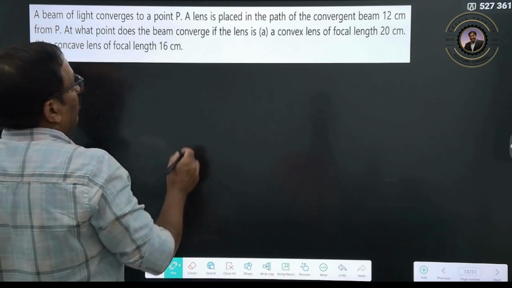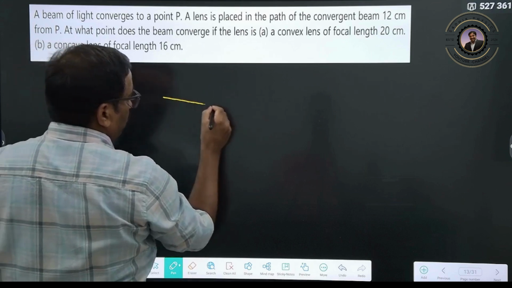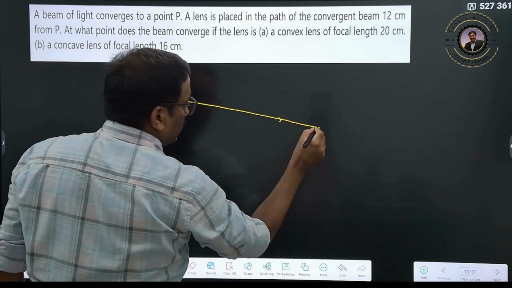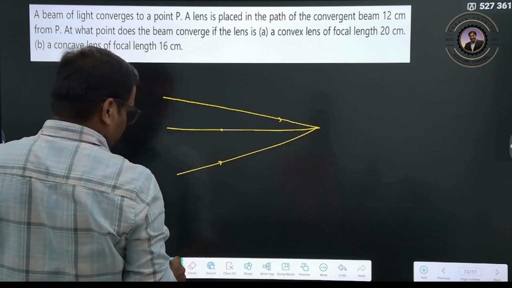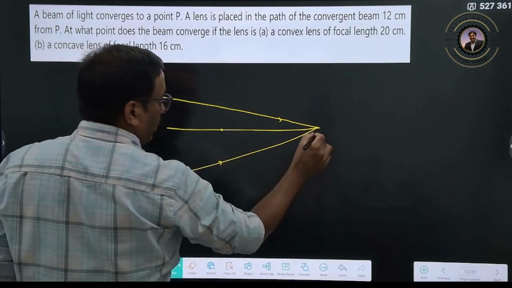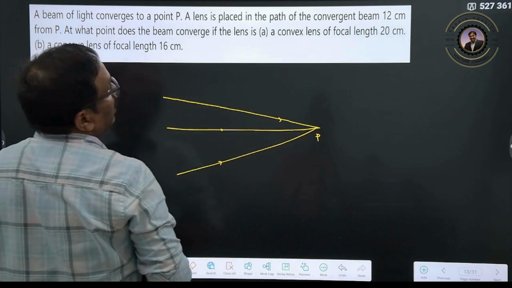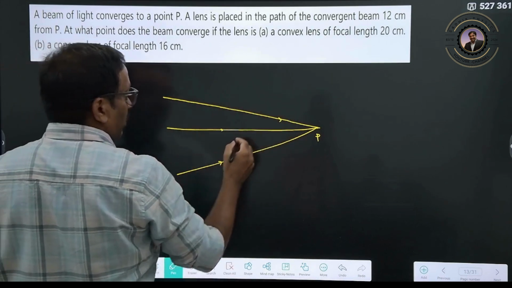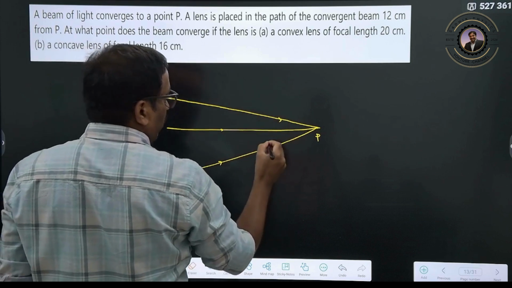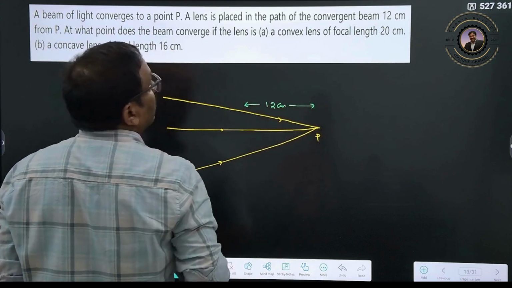So, let us see what is given now. A beam of light converges to point P. That means there is one beam, which is converging here at point P. Clear? So in the path of the convergent beam, the lens is kept 12 centimeter from point P.